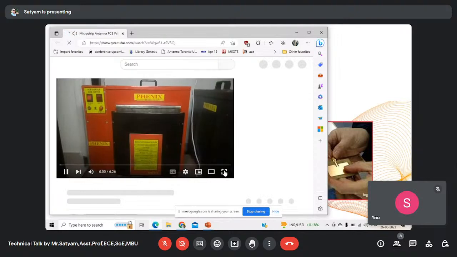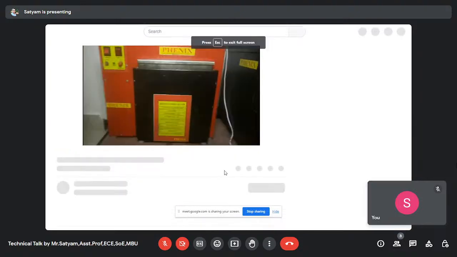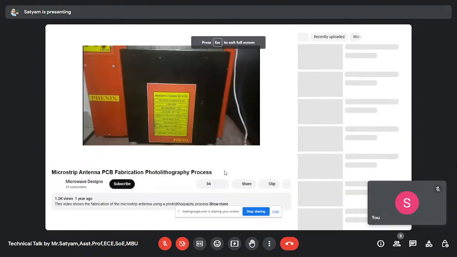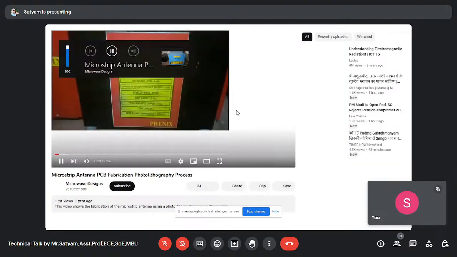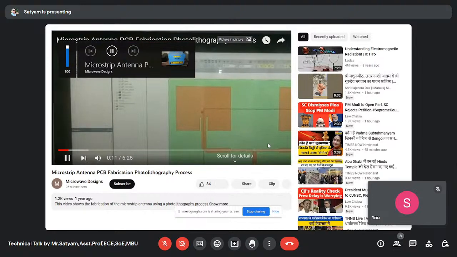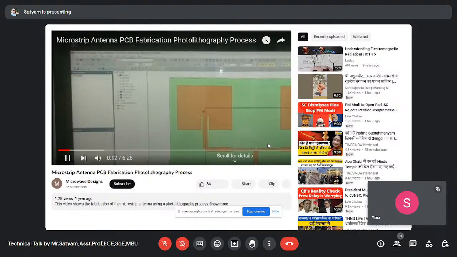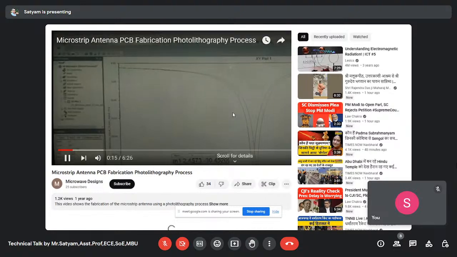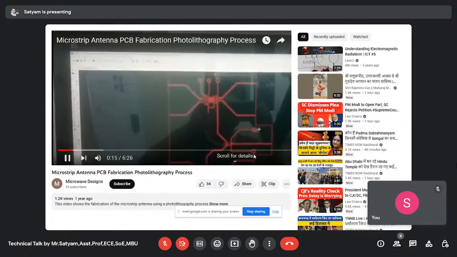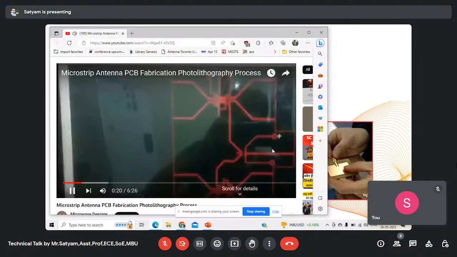Hello everyone, we are going to show you the procedure to fabricate the PCB and microstrip antenna. For fabrication of PCB, we have to go through the following steps. We will fabricate a 1x2 microstrip antenna array, which is simulated using HFSS software. The operating frequency of the antenna is 2.45 GHz. We can also fabricate PCB designed using Eagle software.